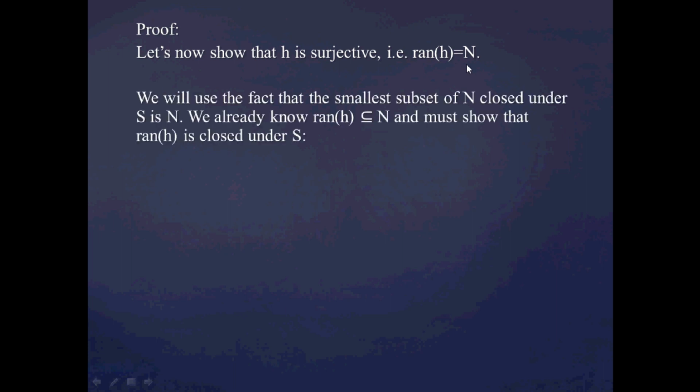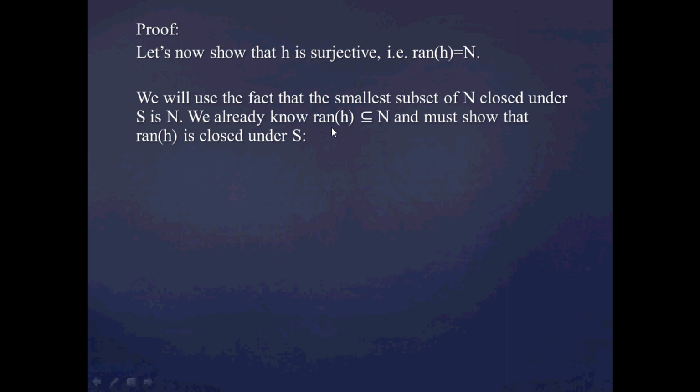And the way we're going to do that is we're going to use our knowledge that NSE is a Peano system, and therefore we know that the smallest subset of N closed under the successor function S is N itself. Now, since we know h is guaranteed by the recursion theorem to be a function from omega to N, we know that the range of h is a subset of N.